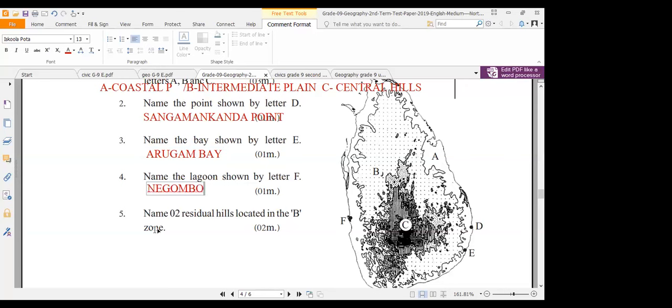Name two residual hills located in the B zone. B means Mihintale, yes. Sigiriya, correct. Sigiriya, Ritigala, Mihintale. Yes, Mihintale.